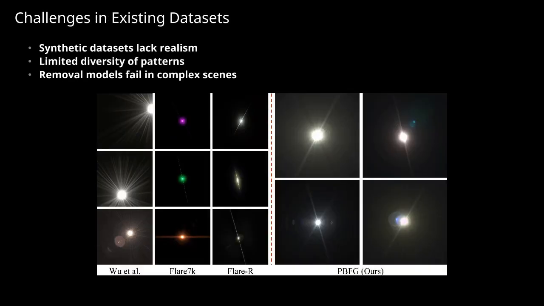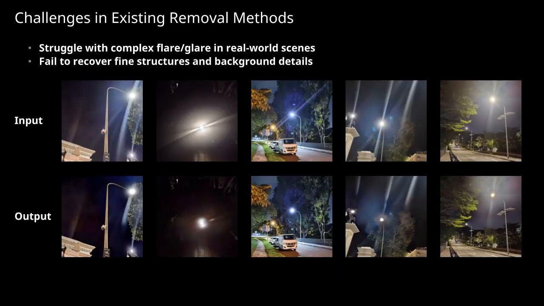Existing synthetic datasets lack physical realism and diversity. They fail to reproduce the complex diffraction and reflection patterns found in real cameras, limiting model generalization and leaving residual artifacts after restoration. Previous removal methods struggle with severe flare and glare. Most focus on small bright regions and fail to recover fine textures or background details. Our goal is to overcome these limitations with a physically accurate dataset and an effective restoration network.